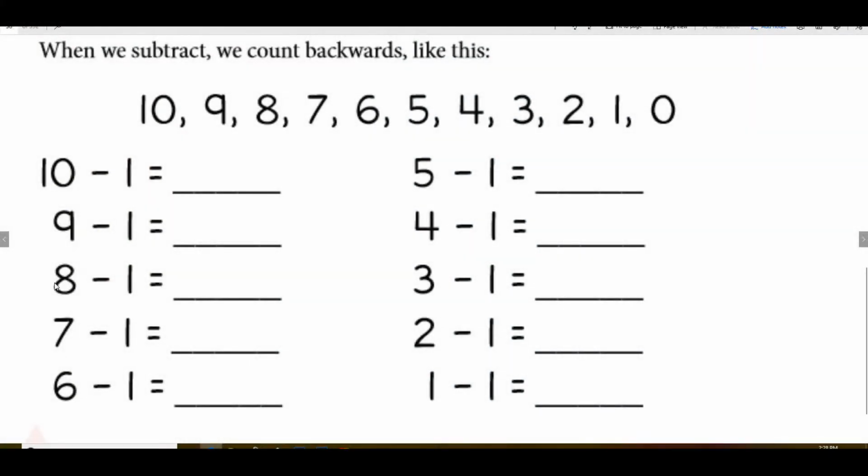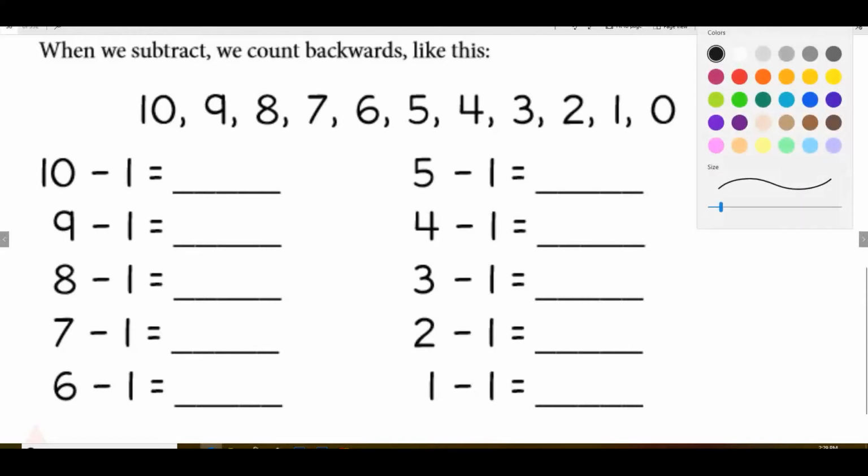Okay, so I was telling you that when we subtract, we count backwards. So remember we had 10 of these. If we took 1 away, we minus 1, we'd have 9. We minus another one, we have 8. You see how it goes back? Good. Okay, so I want you to fill all these in. 10 minus 1. Let me start my thing here so I can give you some help. Do you know what 10 minus 1 is? If you have 10 and you take away 1, you have how much?